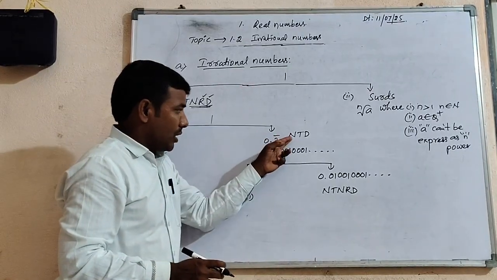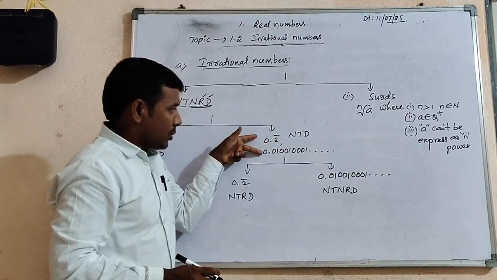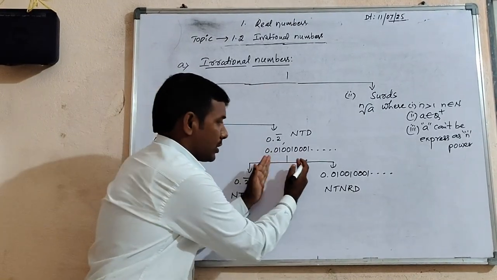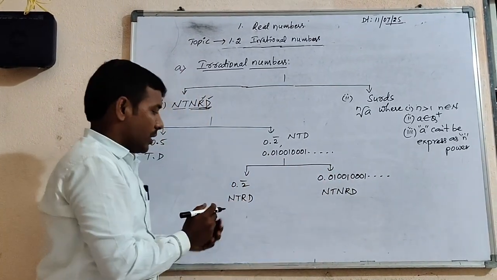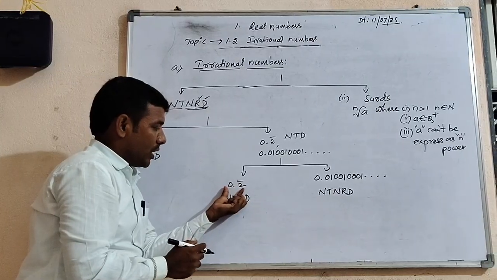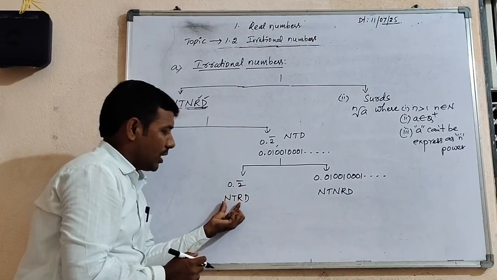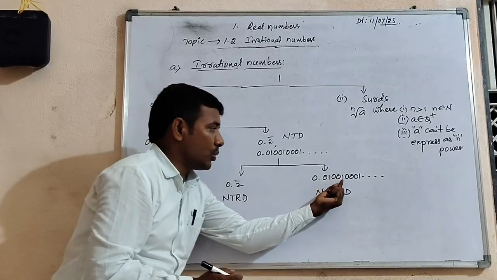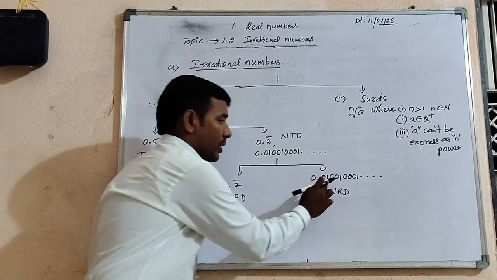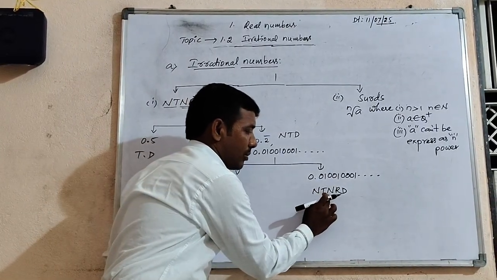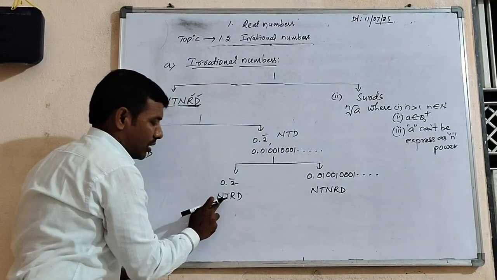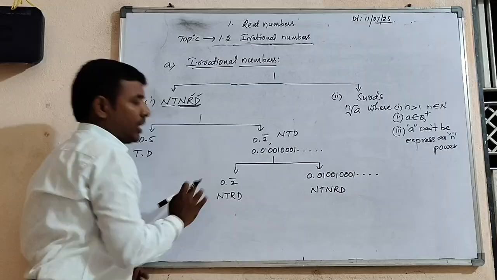Here I took non-terminating decimals, which are 2 types. I took here 2 figures. These 2 figures are separated into 2 parts. This is one of the NTRD because 2 is repeated. Here there is no such repetition. That's why this is called non-terminating, non-repeating decimal. This is called non-terminating repeating decimal.